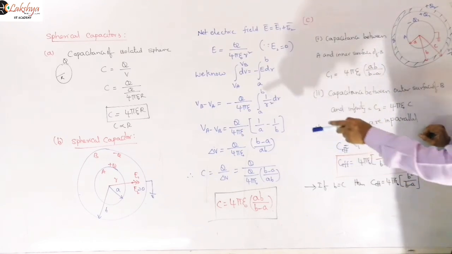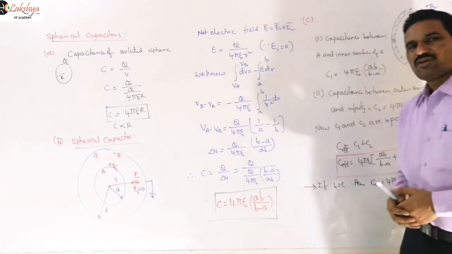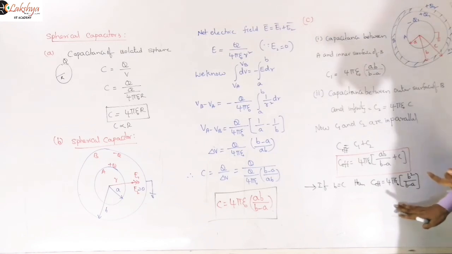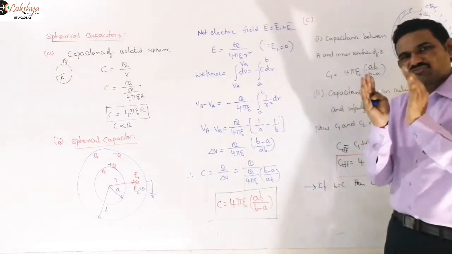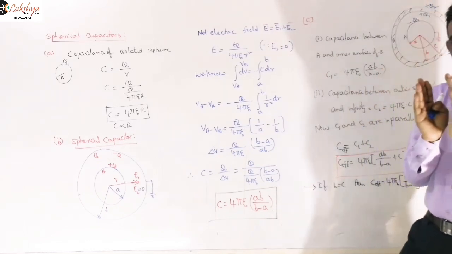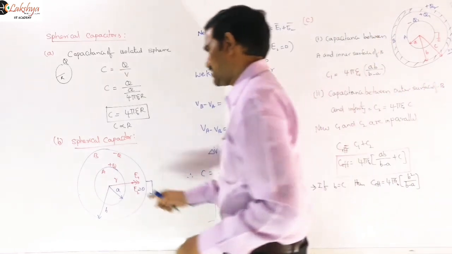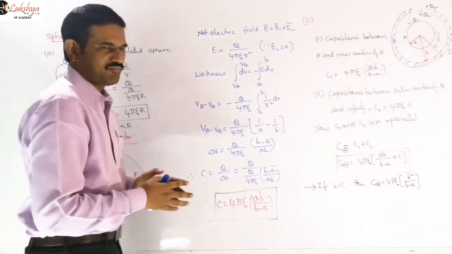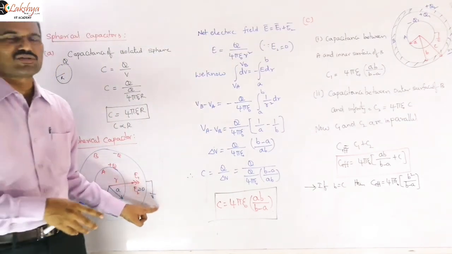That is nothing but the case if you ask what will happen if the inner surface of B is grounded. Then that is the effective capacitance here, given by this. So whether you consider the inner or outer, the effective capacitance you may calculate like this. But between two concentric spherical surfaces, the capacitance between those two surfaces we need to write as 4 pi epsilon naught AB by B minus A, irrespective of whether the inner surface is grounded or the outer surface is grounded.